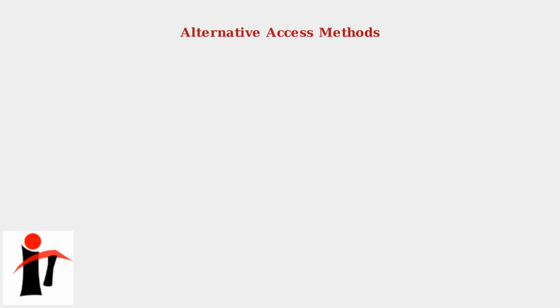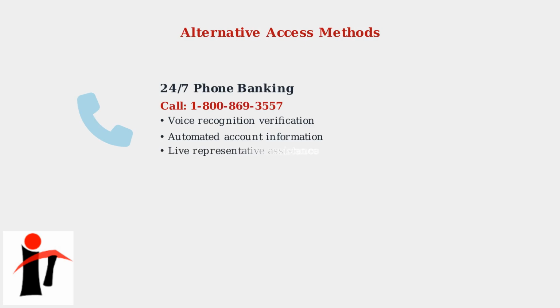If you're unable to access your account digitally, Wells Fargo offers 24/7 phone banking service. Simply call 1-800-869-3557 for automated account information or to speak with a live representative. Voice recognition and security verification are required for your protection.